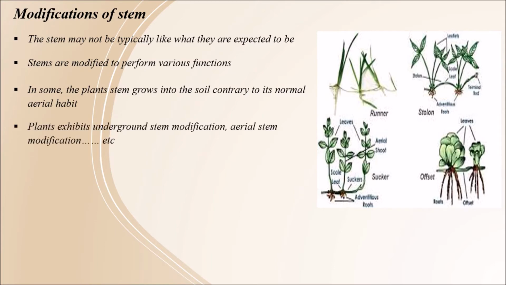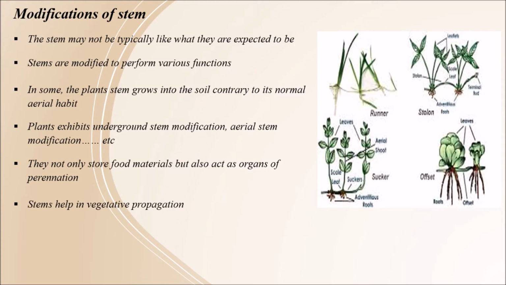Plants exhibit underground stem modification, aerial stem modification, and so on. So we will discuss aerial stem modification and underground stem modifications. They not only store food materials but also act as organs of perennation.